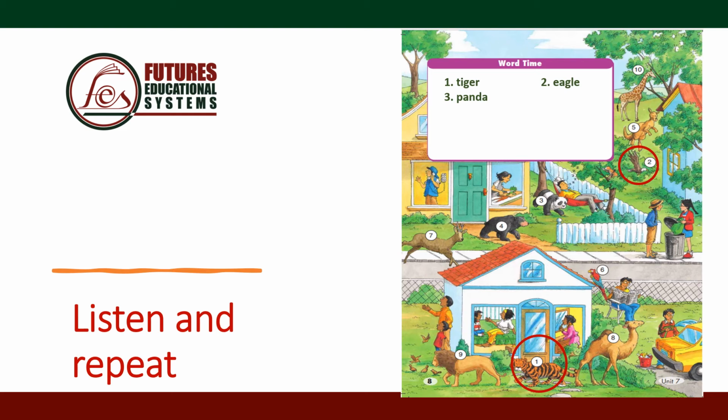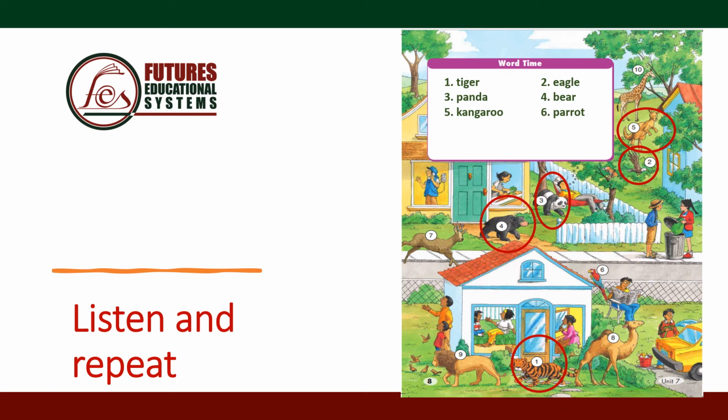It's in the garden. Number four, bear. That is the bear. Number 5, kangaroo. Where is the kangaroo? It's hopping in the backyard.